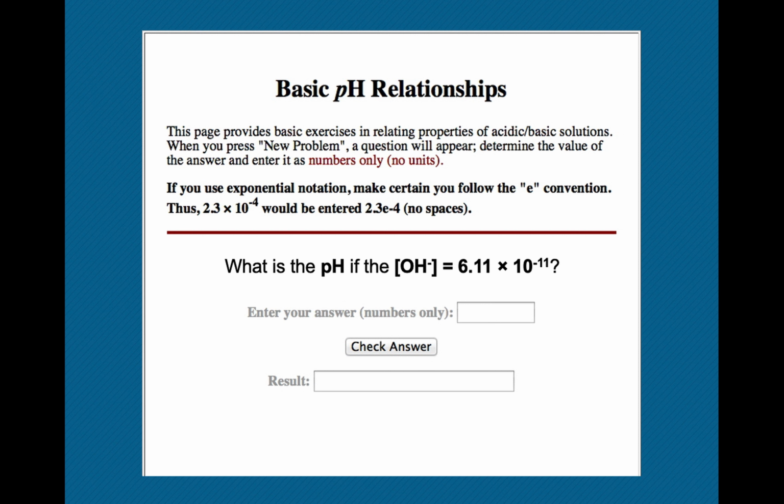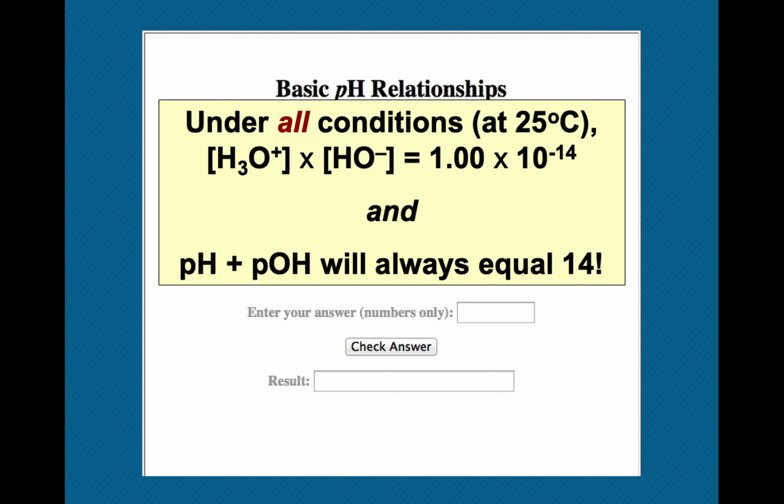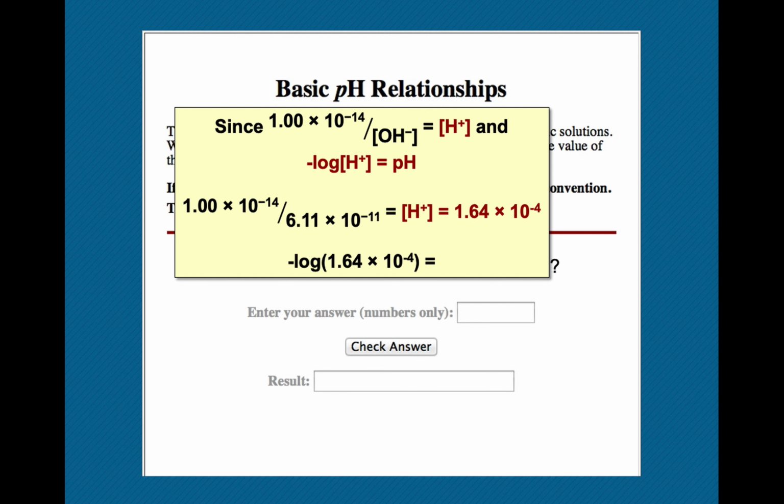What's the pH if hydroxide is 6 times 10 to the minus 11? Step 1. We know hydroxide times hydronium is always 10 to the minus 14. And we also know that pH plus pOH is always 14. So, 10 to the minus 14 divided by hydroxide is hydronium. Take hydronium, take its log, we get pH. Substitute. This is what we were given for hydroxide. That's our constant. Hydronium is 1.6 times 10 to the minus 4. Type it in, hit log, change the sign, 3.79.